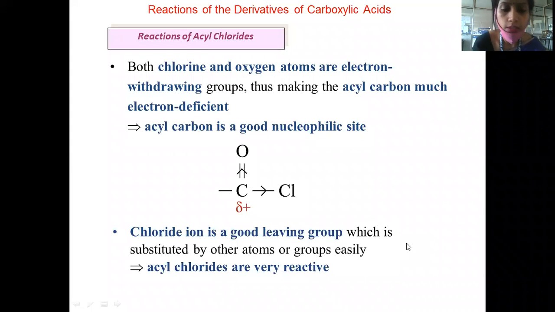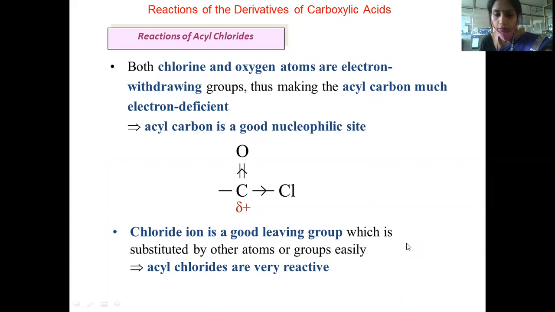Hello students. So today we will take up the third part of the carboxylic acids chapter, and this will also have some part from the derivatives, that is ethers and epoxides. So let's start with the topic. So here today we will study first about the reactions of derivatives of carboxylic acids.